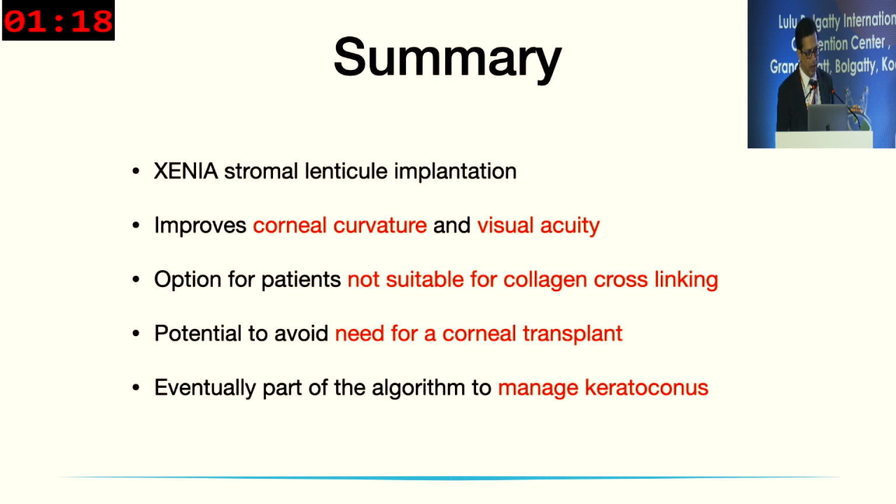cases as well. So, in summary, the stromal lenticular implantation still needs to be perfected, but at this point of time, it seems that it does improve corneal curvature and visual acuity and is an option for patients who are not suitable for traditional collagen cross-linking and does have the potential to avoid the need for a corneal transplant. And eventually, I believe that this will form a part of the algorithm to manage keratoconus where it fits somewhere in between those who are contact lens intolerant and those who require a corneal transplant. Thank you very much.